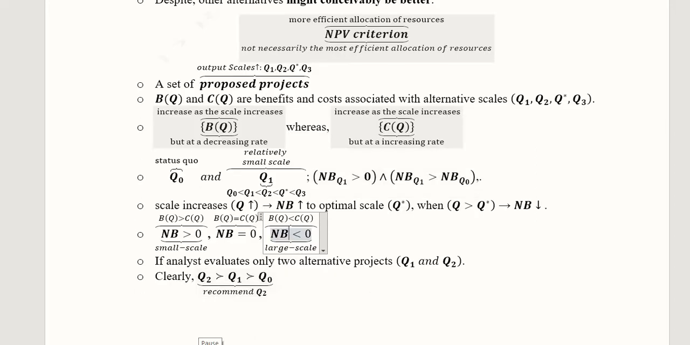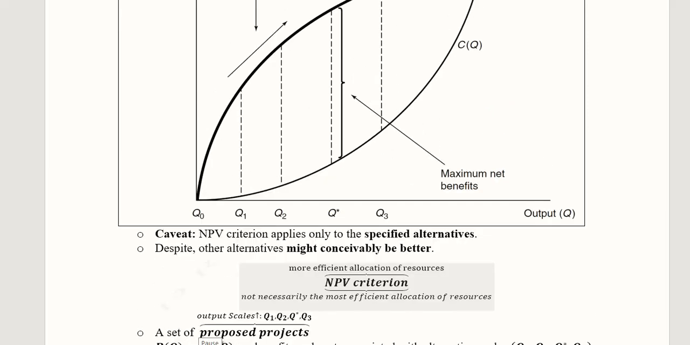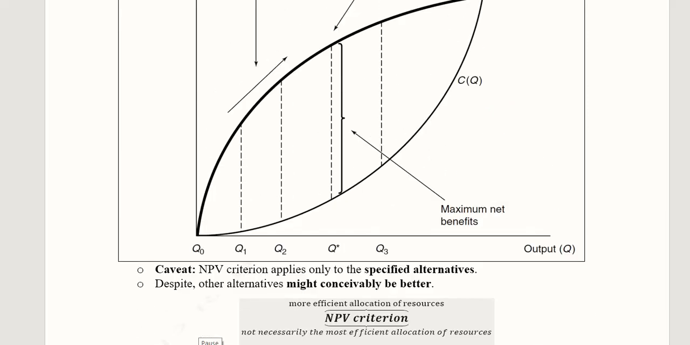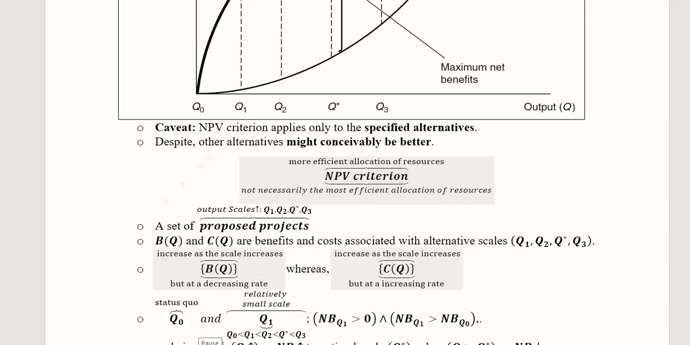If the analysts evaluate only two alternative projects, that is Q1 and Q2, clearly Q2 will be recommended. So if we are constrained by the alternatives that we have or the resources that we have, and these two alternatives are analyzed, then Q2 will be opted for because Q asterisk will be out of the domain of our analysis. So these constraints can really put brakes on our ability to analyze and come up with the most efficient alternative.